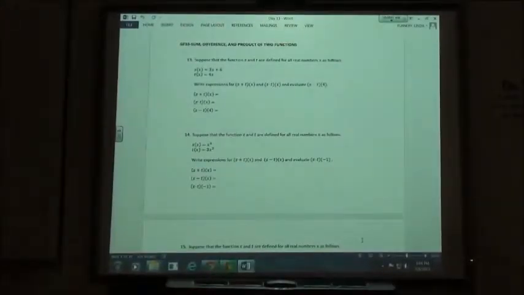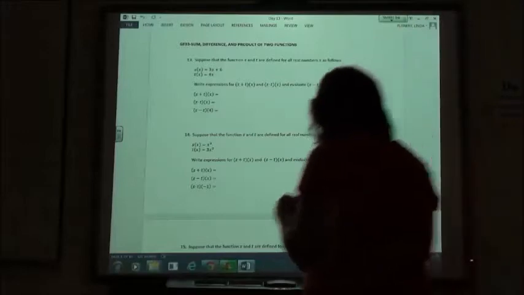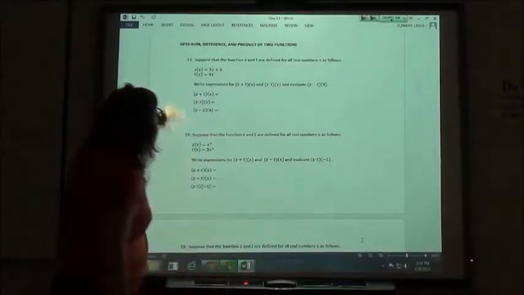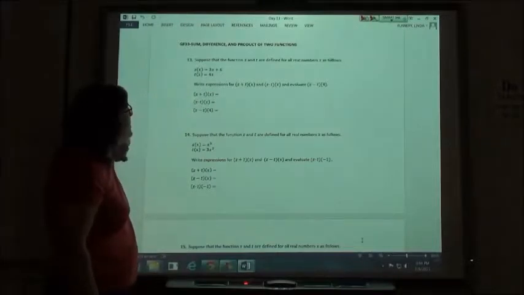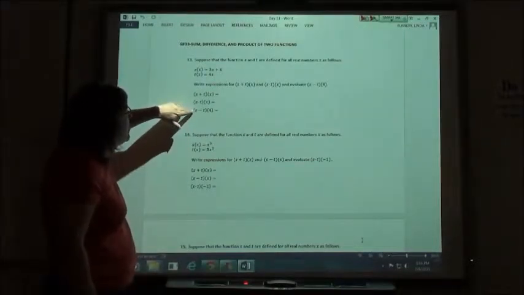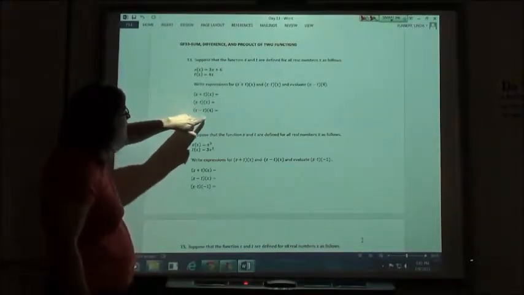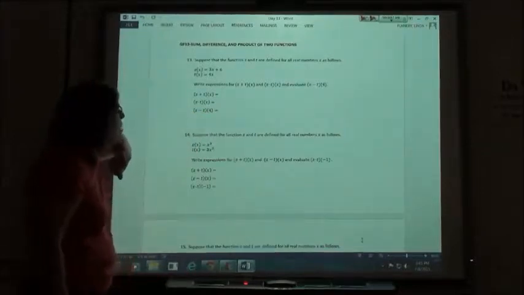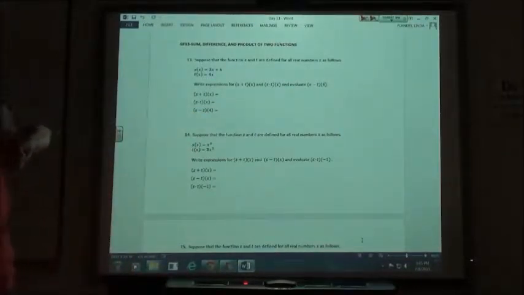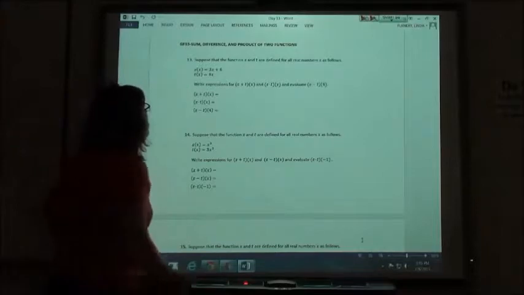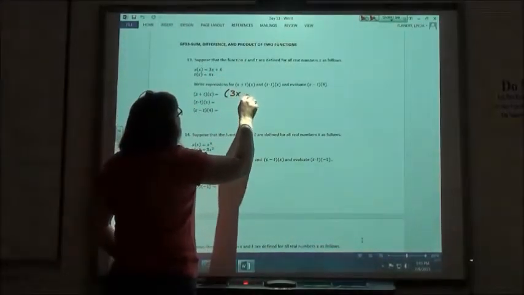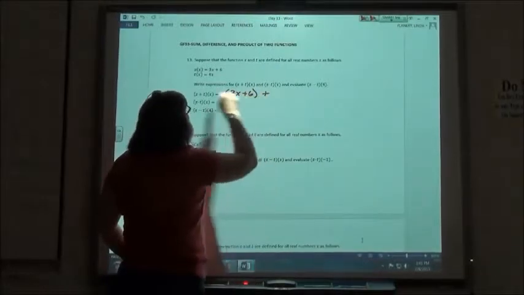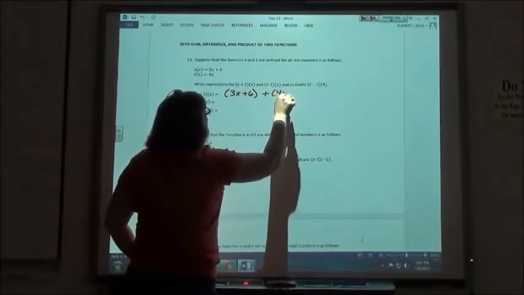So 13, 14, 15, doing the sum, difference, and product of two functions. Here, s plus t, I'm adding my functions. Here, s times t, I'm going to multiply them. Here, s minus t, I'm going to subtract them. And I'm going to evaluate it at x equals 4, which we'll get to. So first of all, if I'm going to add, I'm going to take my s function, which is the 3x plus 6. I'm going to add my t function, which is the 4x.